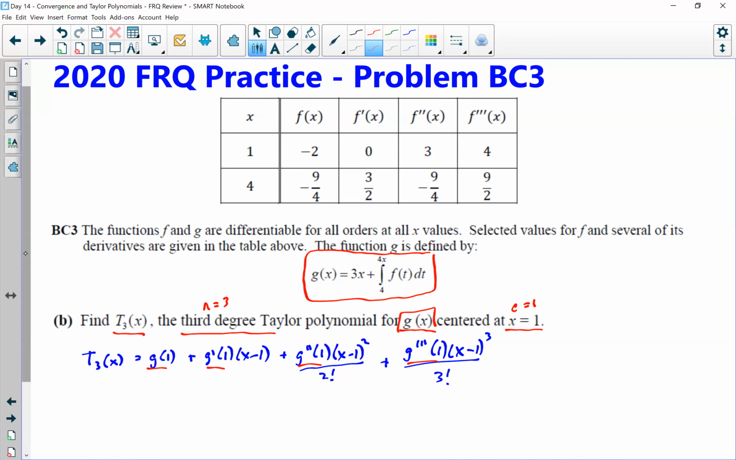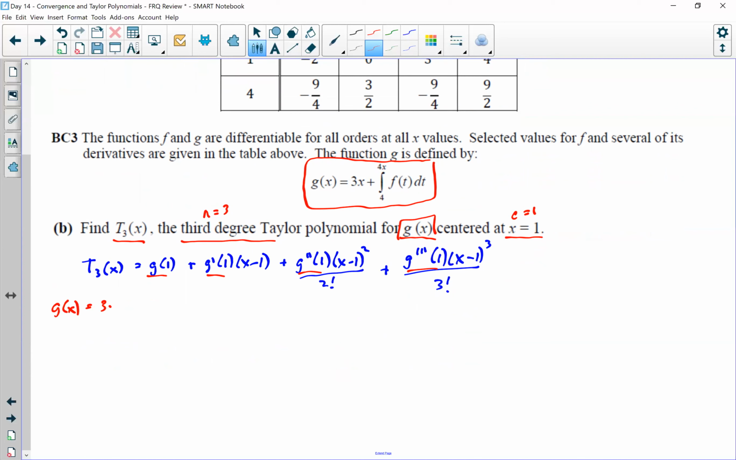And so we know that g of x is just going to be 3x plus the integral from 4 to 4x of f of t dt. And what I like to do is find all those values. Instead of plugging 1 in right away, I like to just find them in terms of x first, do all of those, and then start plugging 1 in one by one. By being organized like that and showing those steps, it actually makes it go faster.